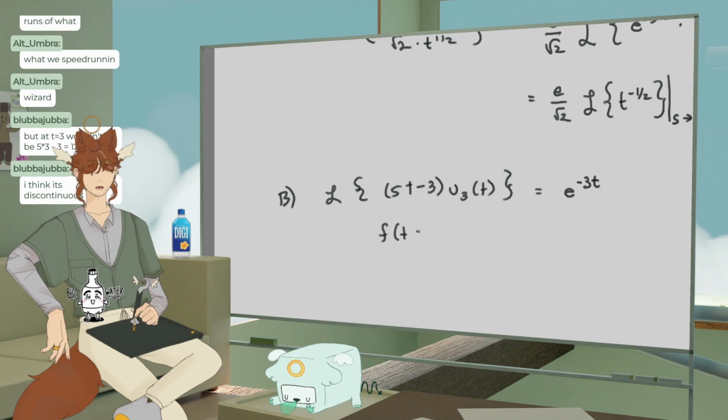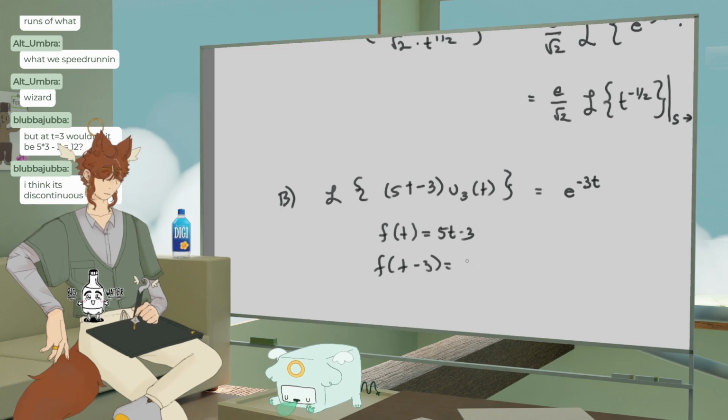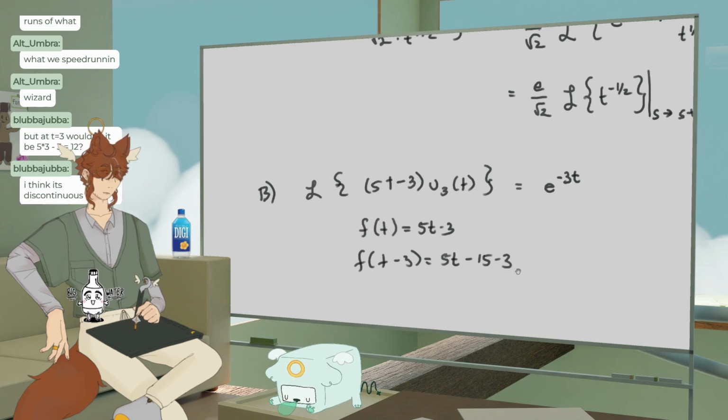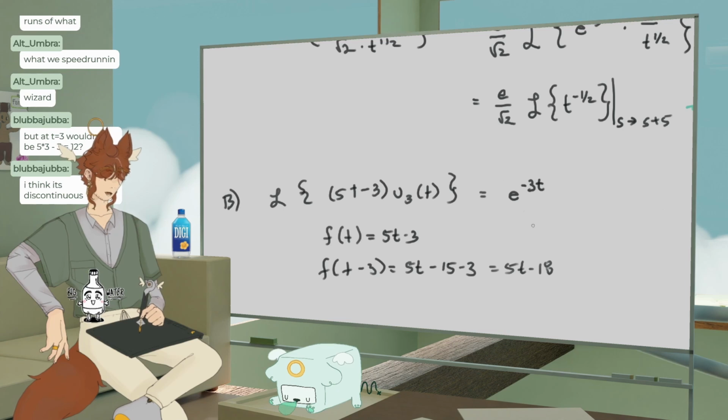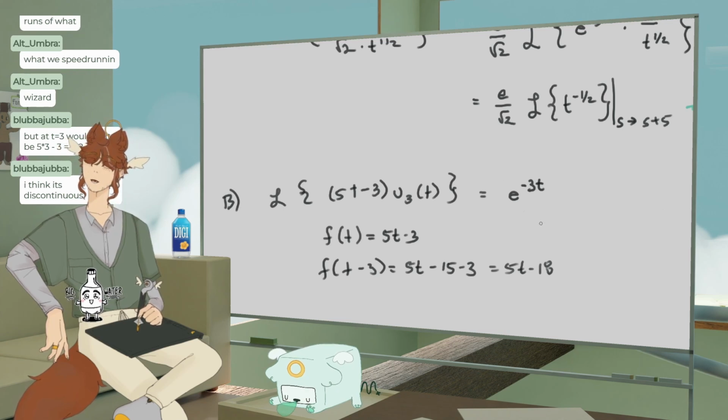So f(t) equals 5t minus 3. f(t minus 3) equals 5t minus 15 minus 3, equals 5t minus 18? Question mark? So we have to get that, but that's not really gonna jive very well. Let me see how we did it. Okay, so inverting this with a Laplace is a lot easier, doing a Laplace inverse for this.